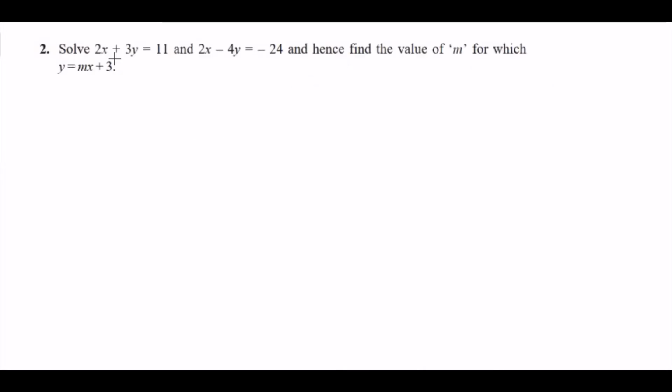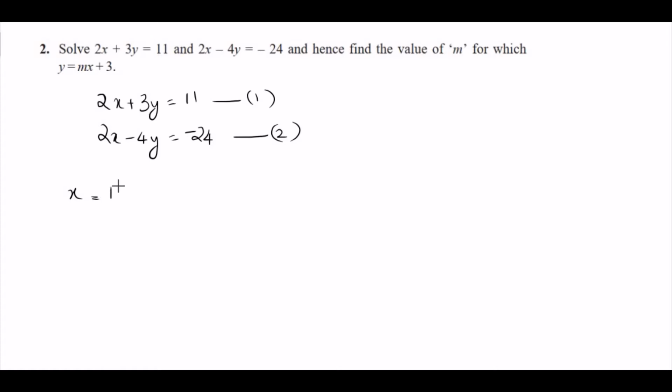Next question is, solve 2x plus 3y equal to 11 and 2x minus 4y equal to minus 24 and hence find the value of m for which y equal to mx plus 3. So here the equations are 2x plus 3y is equal to 11 and 2x minus 4y is equal to minus 24. So take any one equation and write one variable in terms of the other. So here I am taking the first equation. I am writing x in terms of y, 11 minus 3y by 2. Mark it as the third equation.